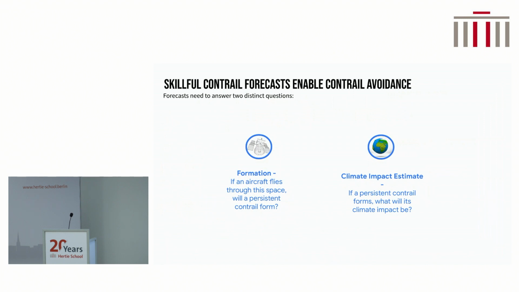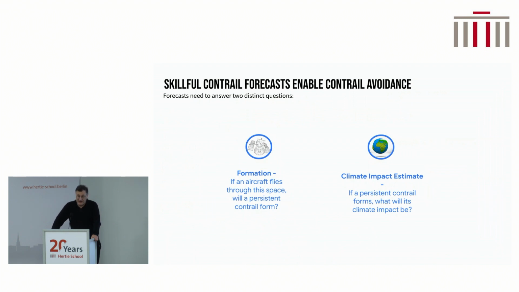And the way we do this is with yet another neural network. And for this we use an ice microphysics model from DLR, which is the German aerospace lab. It's called COSIP, because it's very difficult to observe directly the warming due to contrails.